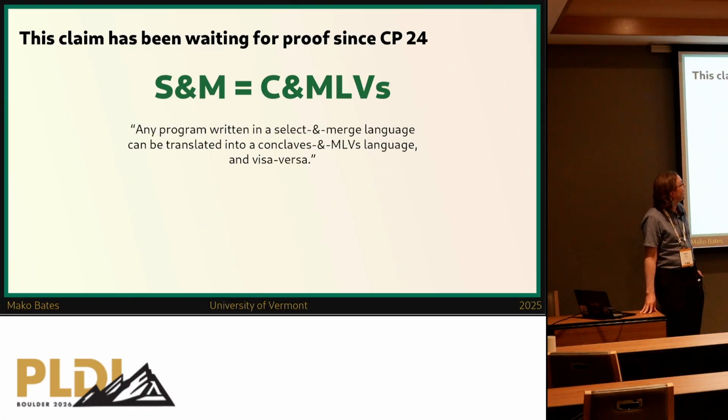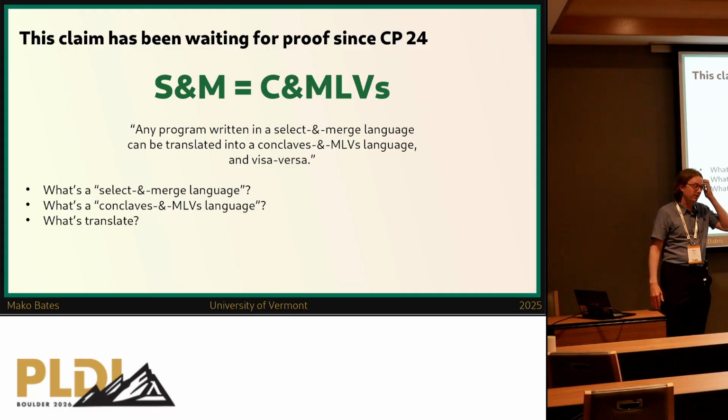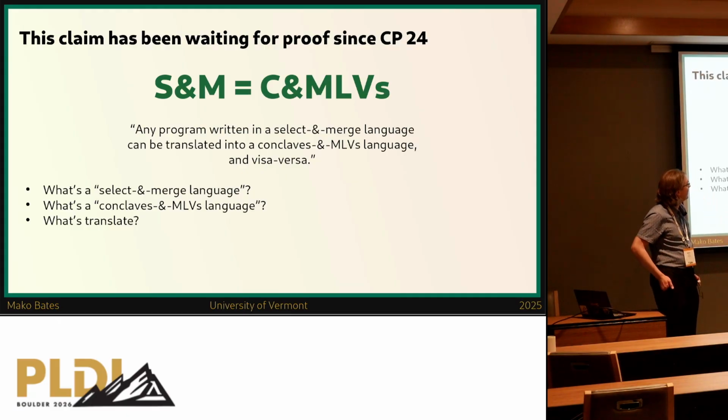So 2 years ago, I claimed that select and merge choreographic programming languages can do all the same stuff as conclave and multiply located value programming languages, and vice versa. We still don't have an actual proof for that, and one of the reasons is because it's not a very well-defined claim. So what's a select and merge language? What are conclaves and multiply located values? And what actually is the nature of the equivalence we're trying to claim here?